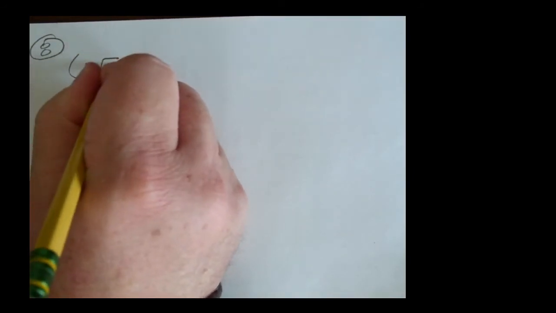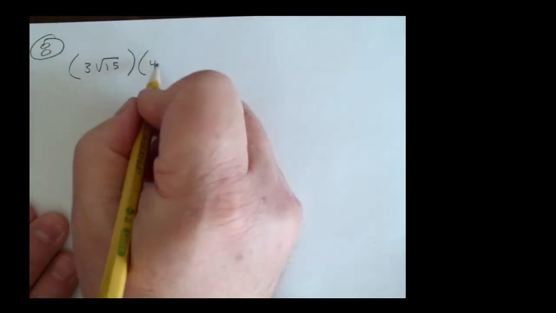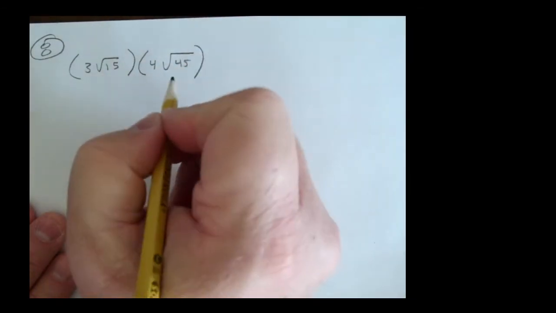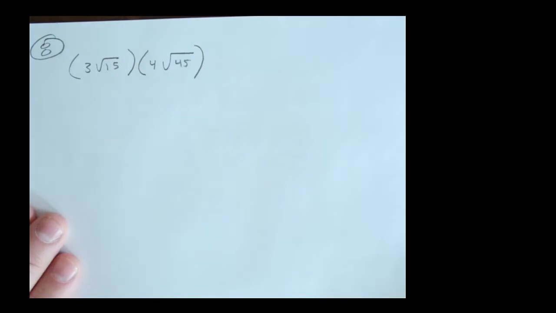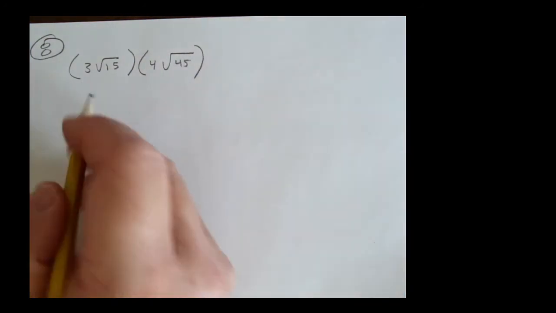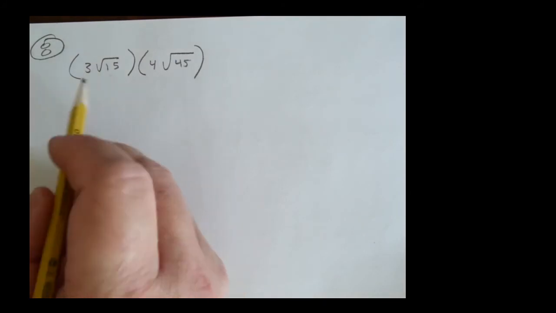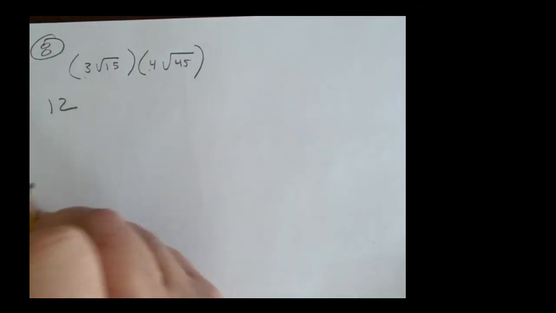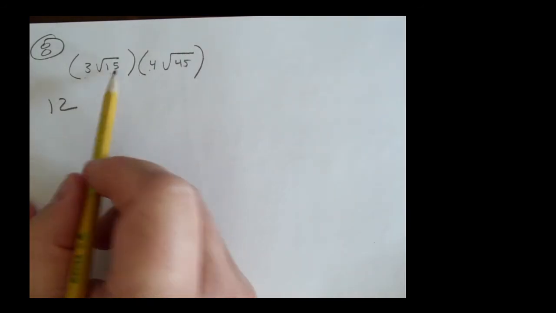All right, 2 more to go. And these are multiplications. Three square root of 15 times 4 times square root of 45. Folks, you got to do 3 times 4 and get 12, your outsides. You can do square root of 15 times the square root of 45 and get a large number.